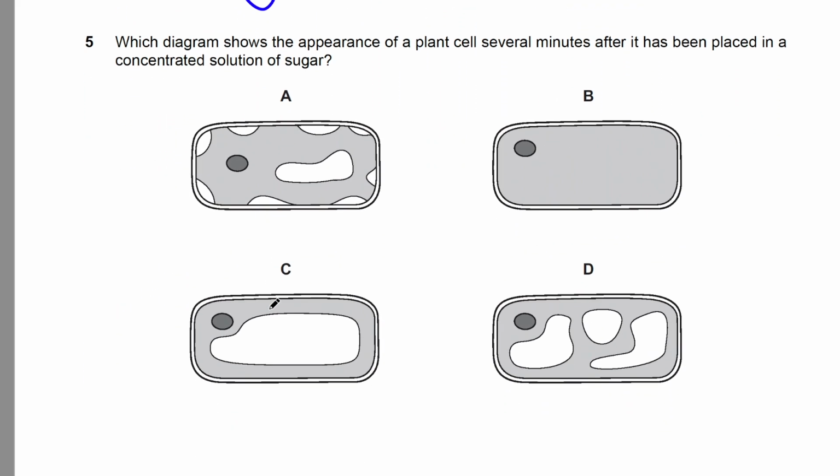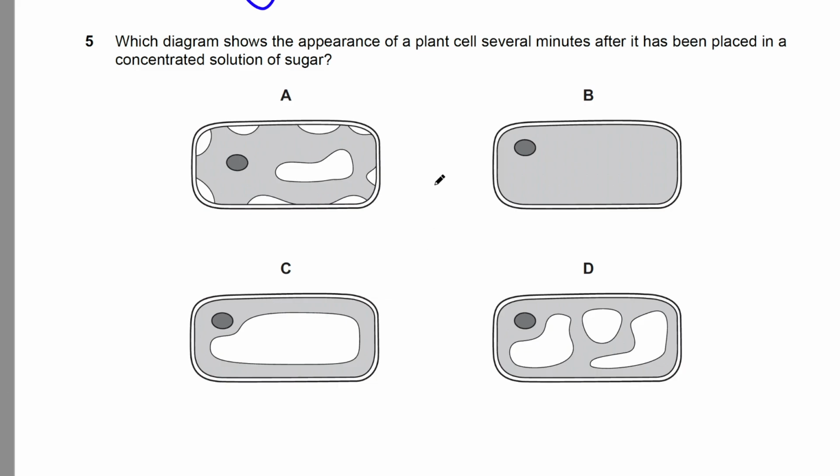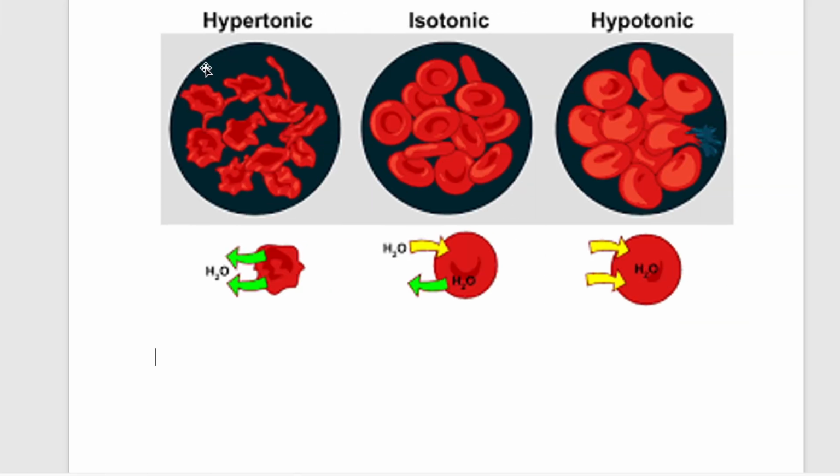Okay. Which diagram shows the appearance of a plant cell several minutes after it has been placed in a concentrated solution. This is a good point to think about. Concentrated solution of sugar. What does that mean? It's placed in a hypertonic solution. Okay, let me just take you to this diagram to remind you.